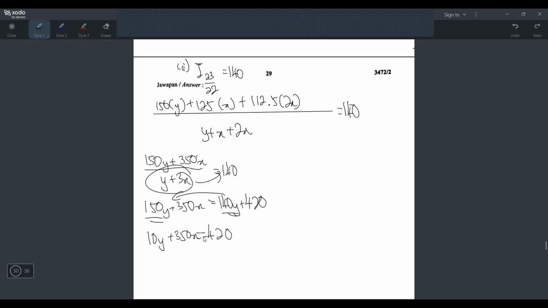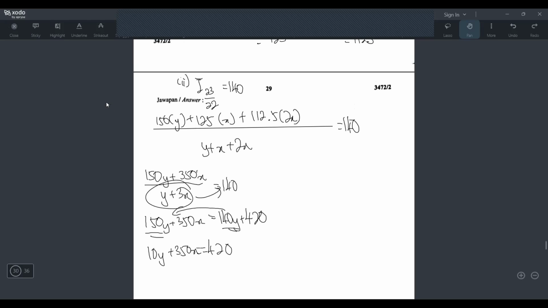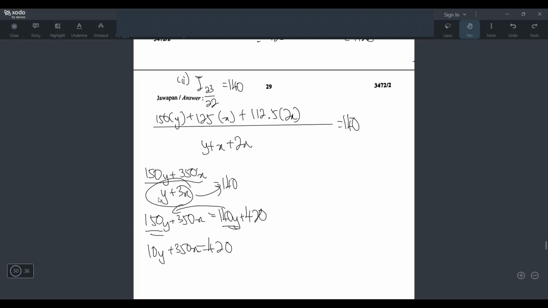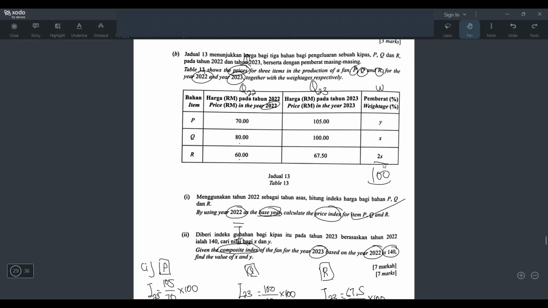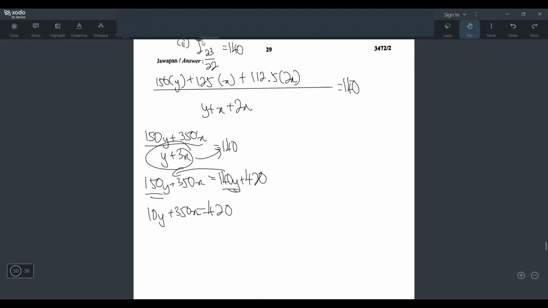Okay, and I'm just gonna stop here because I already told you that from this equation alone you can't find the x and y. It's not possible because there's two unknowns. So what you have to do now is form another equation and then do simultaneous. And I already told you how to form the other equation. Total weightage will be 100 because it's in percent. So y plus x plus 2x equals 100. Here you write y plus x plus 2x equals 100, and then you can simplify also: y plus 3x equals 100, because x plus 2x is 3x, right?